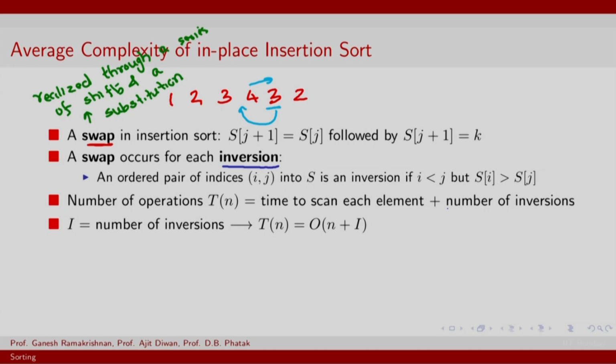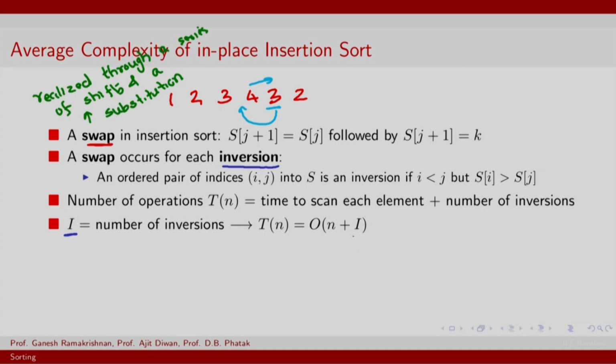We will see that there are other algorithms which are based on comparison which do not have to do a swap for every inversion, but unfortunately that is the case for insertion sort. So the number of operations is therefore the time required to scan each element plus the number of inversions. What is the average number of inversions? Let us say I is the number of inversions, then the time complexity is order n plus I. We will try and come up with an expression for I in the average case.